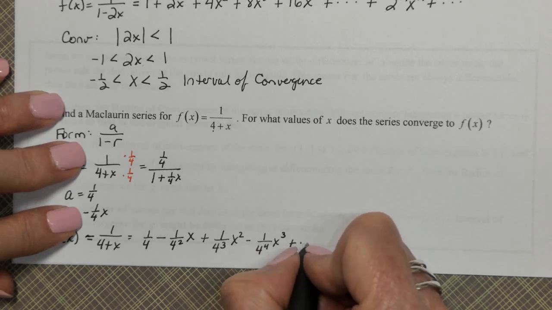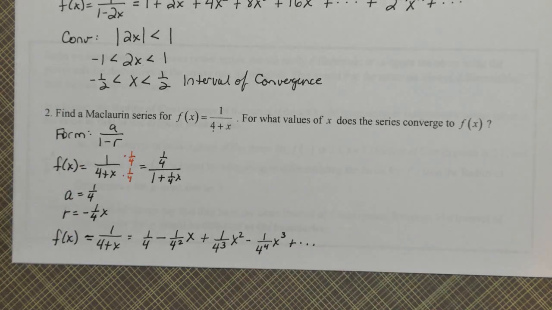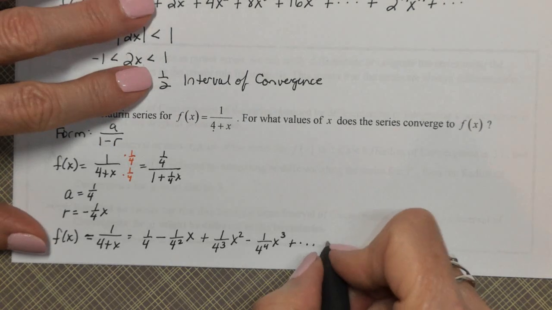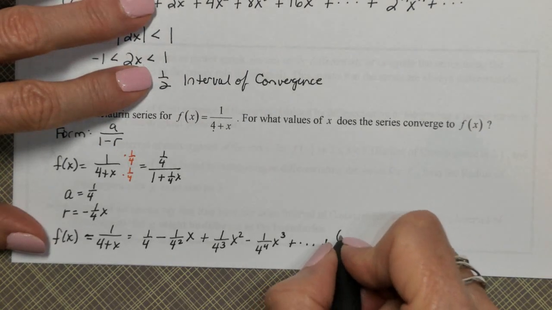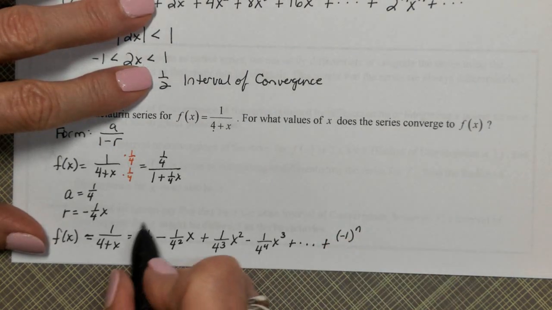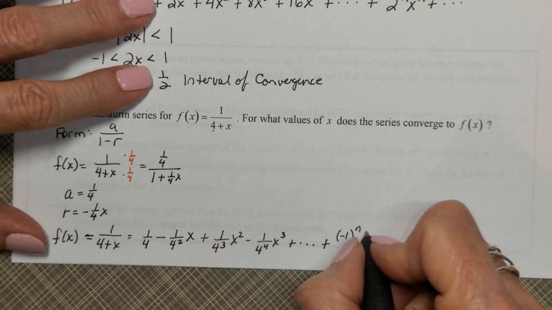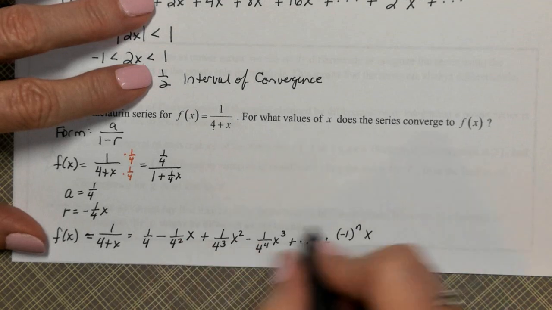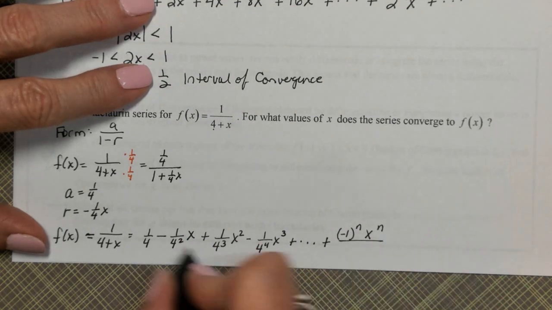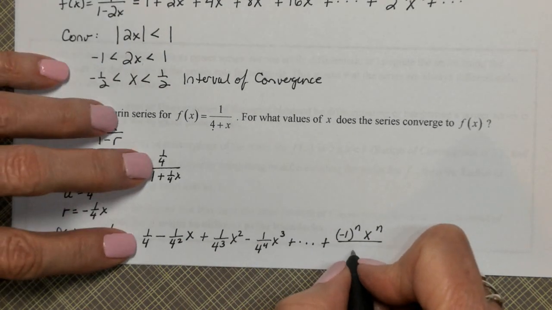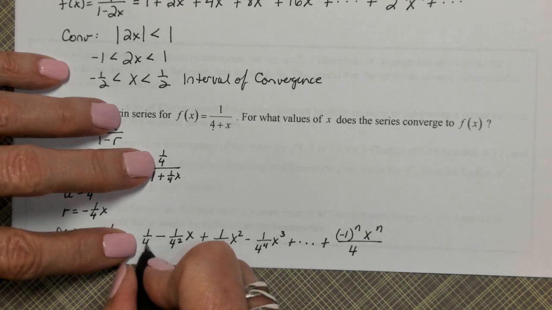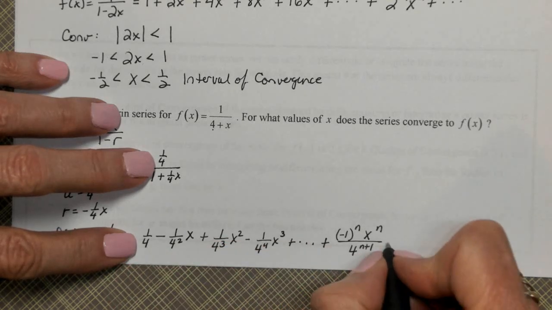etc. Keep on going. If they wanted the general term, what is the general term? So we are alternating in sign, starting positive. And then I just have a 1, and then x to the nth divided by 4, but I'm starting with a single 4, so n plus 1 there.